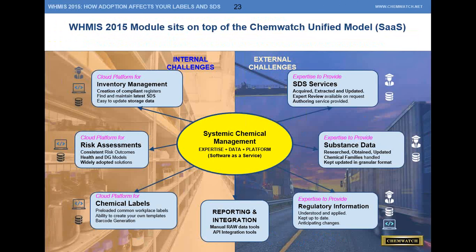And the SaaS model basically looks like this. We call it systemic chemical management, so we bring that expertise, data, and platform into what's called software as a service. Our WHMIS module, as we call it, that our authoring tool and other chemical management tools access, sits on top of this unified chemical management model with our SaaS model. So it allows inventory management, risk assessment, labeling, reporting, and integration. My apologies. Regulatory information, substance data, and SDS services. These actions are seamless and interactive because these tools sit on top of our data pool and are interconnected, and allow you to move through these different chemical management requirements seamlessly and easily.